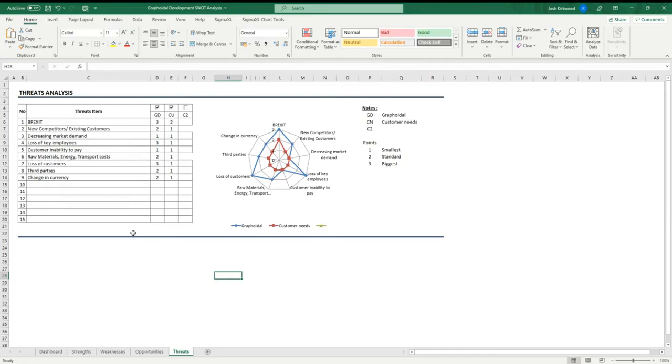Customer inability to pay, yeah, it is a threat, but it's never really happened. Raw materials, energy, transport costs, obviously supply issues currently with raw materials, that is a threat. Loss of customers is always a threat for us. Third is changing currency.